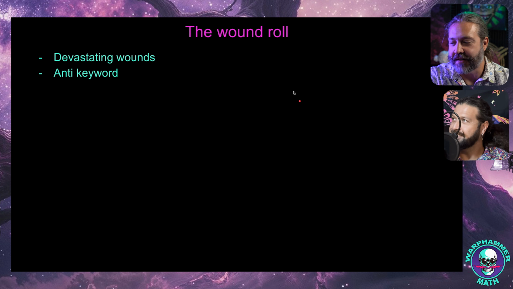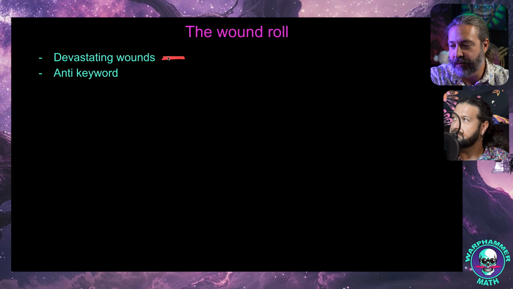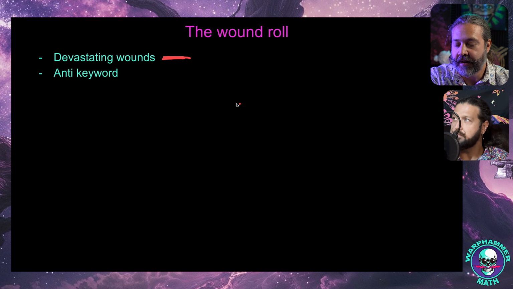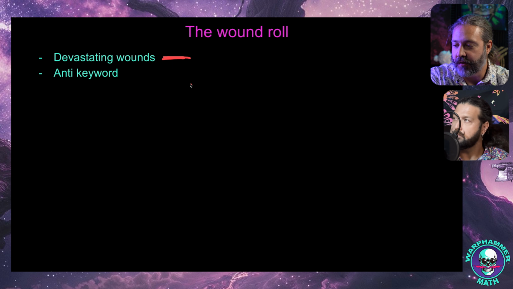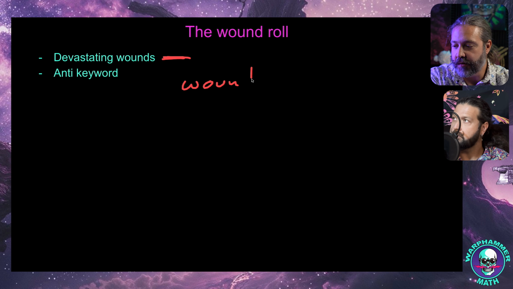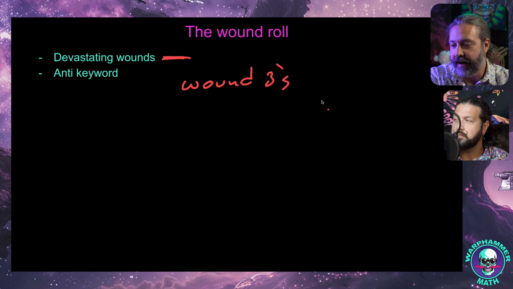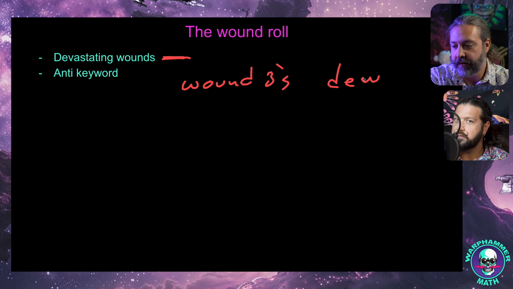So the other thing I want to talk about in the wound roll was devastating wounds. Okay. So devastating wounds allow you to skip a roll, right? So let's imagine we have a situation where we are wounding on, what do you want to wound on? 3s. All right, wounding on 3s, and you have dev wounds, right?